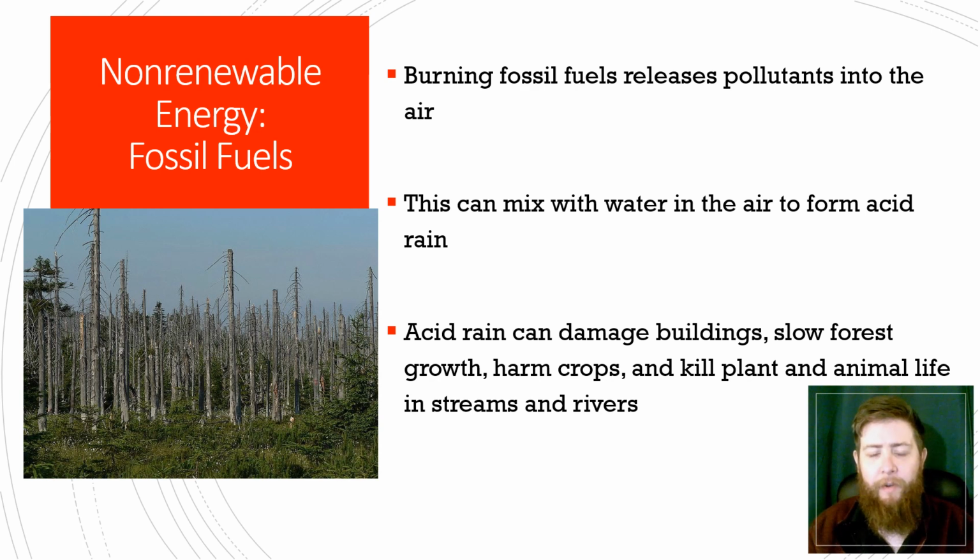And additionally here, as we burn fossil fuels, it creates some negative effects. We release these pollutants into the air. This can mix with water in the air to form acid rain. These trees here have been hit by acid rain. They've lost all of their foliage, so they are now losing their leaves. But acid rain also can damage buildings, it slows growth of plants, it harms crops, and it can kill plant and animal life in streams and rivers. Specifically, our amphibians, things like frogs and salamanders, are really, really vulnerable to this kind of thing.